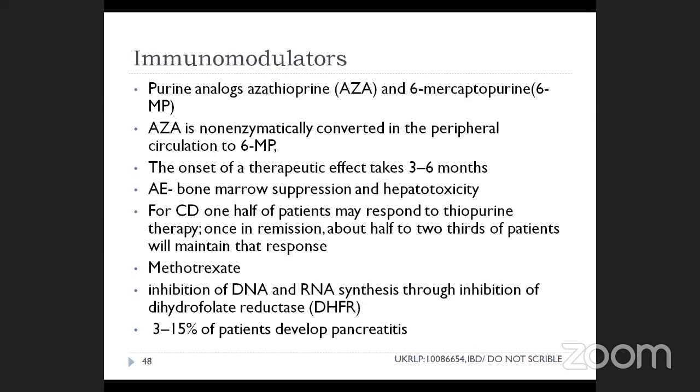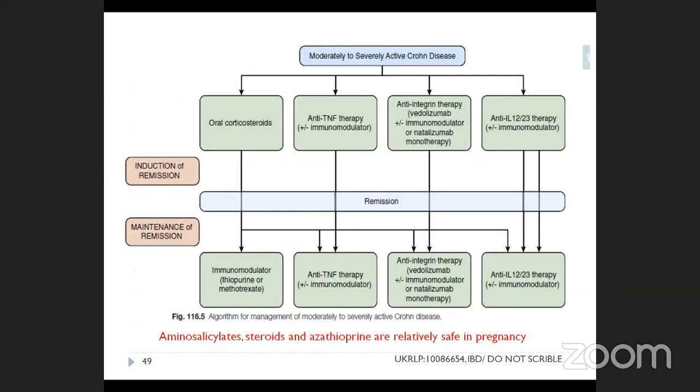The mechanism of action of methotrexate is that it inhibits DNA and RNA synthesis by inhibition of DHFR, dihydrofolate reductase. So methotrexate is always given with folate supplements. The other side effect of methotrexate is that 3 to 15% of patients can develop pancreatitis. So this is the medical management of Crohn's disease.